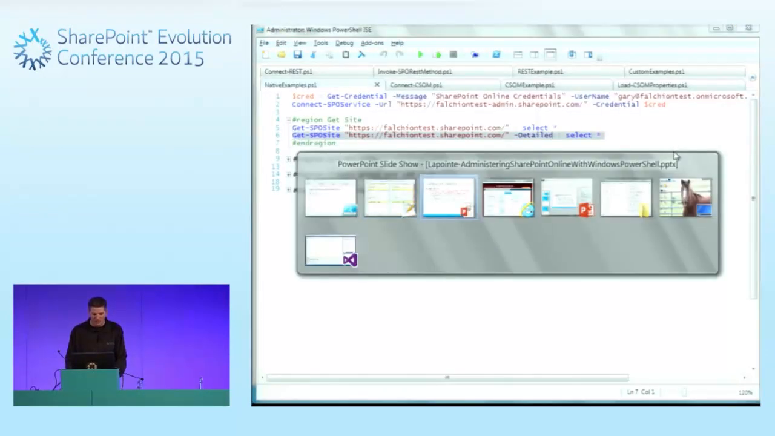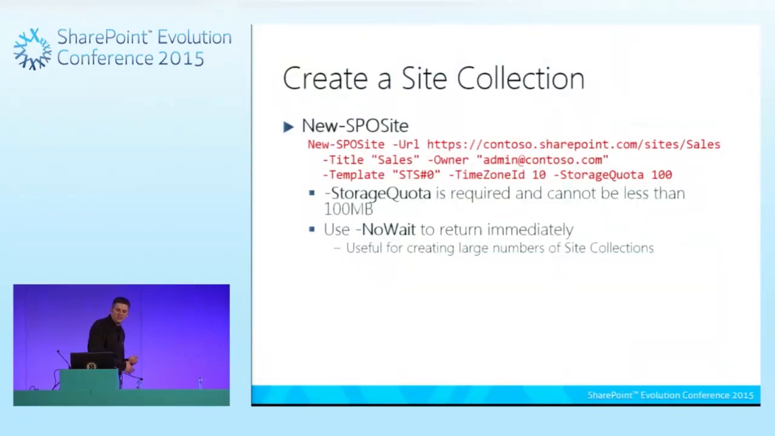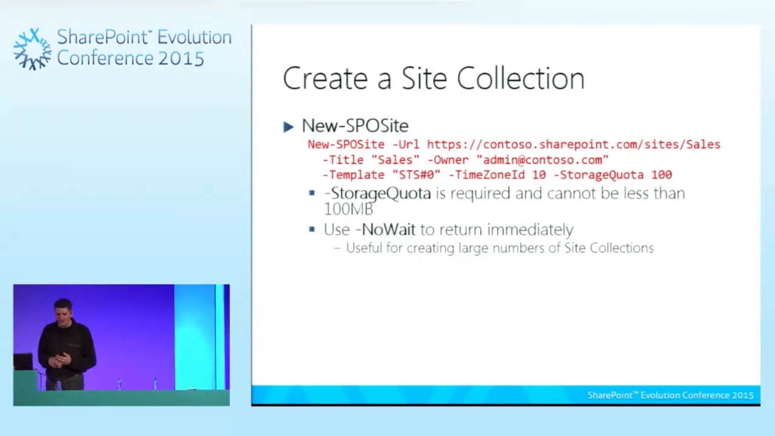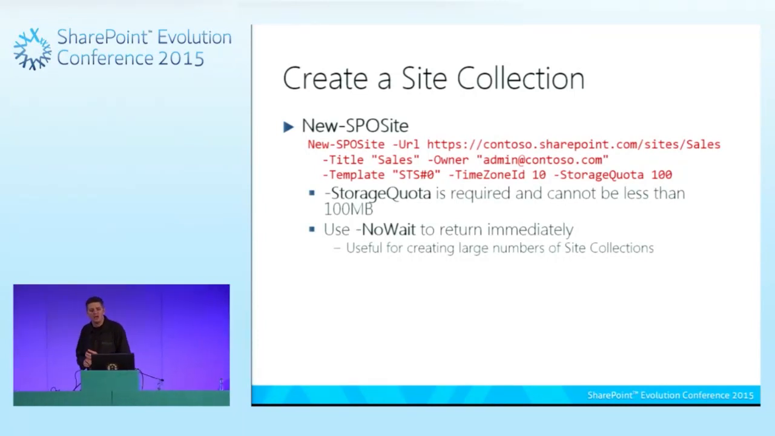Okay, yeah. All right, so to create a site collection, just like on-prem, you have a New-SPOSite cmdlet. Online, it's New-SPOSite. There's a couple minor differences. With on-prem, I don't have to provide a time zone or a storage quota. With online, I do. These are required properties.